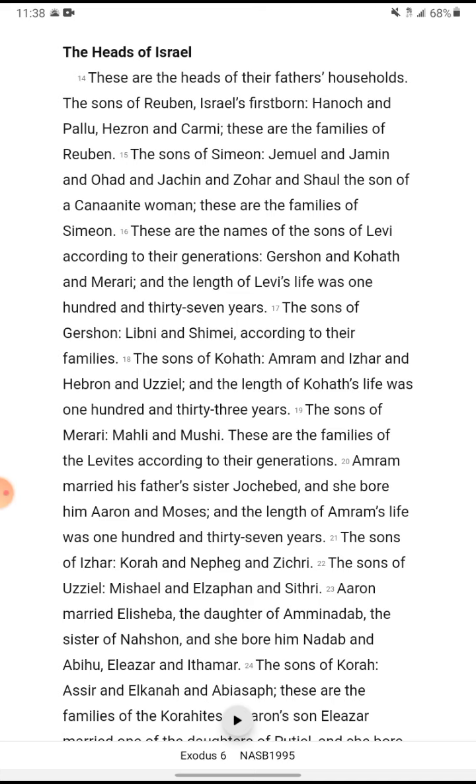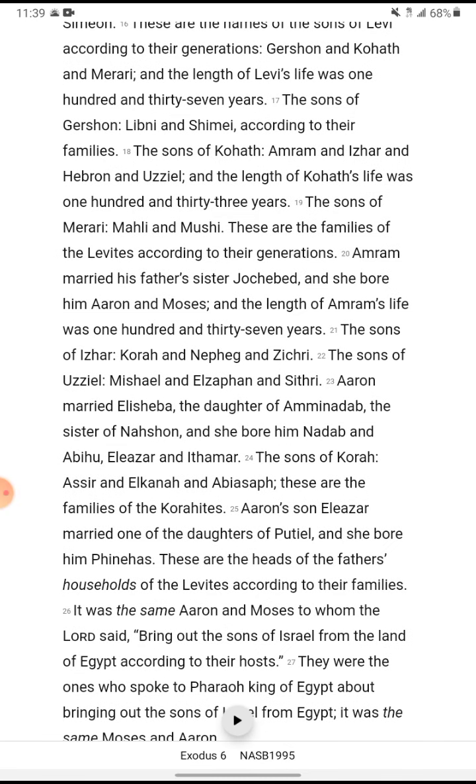The sons of Gershon, Libni, and Shimei, according to their families. The sons of Kohath, Amram, and Izhar, and Hebron, and Uziel. And the length of Kohath's life was 133 years. The sons of Merari, Mali, and Mushi, these are the families of the Levites according to their generations. Amram married his father's sister Jochebed, and she bore him Aaron and Moses, and the length of Amram's life was 137 years. Okay, and then it says, the sons of Uziel, Mishael, and Elzaphan, and Zithri.